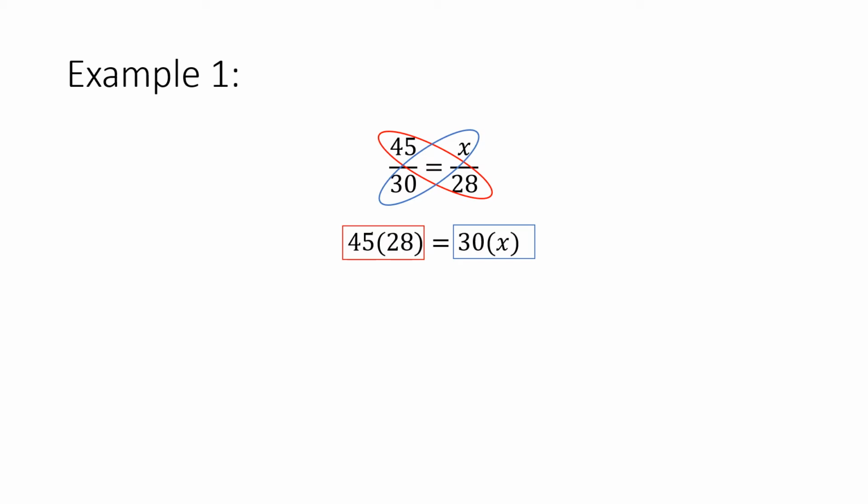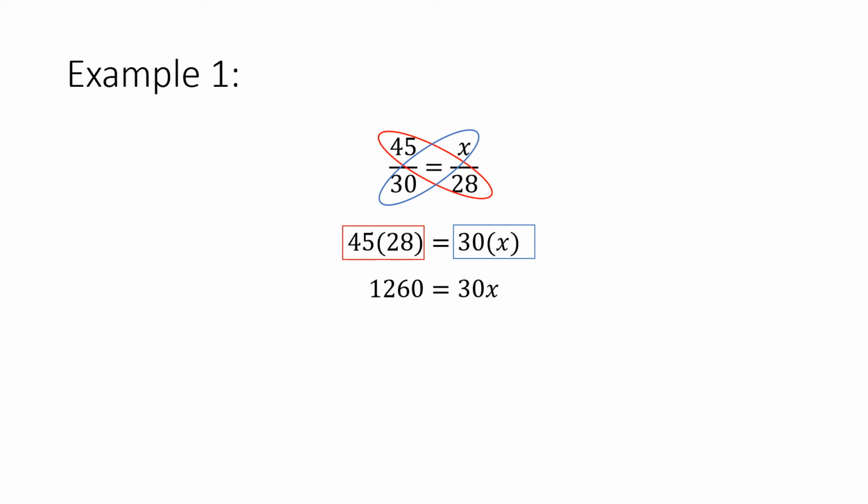It is important to put the equal sign in the middle of the boxes because we actually are solving an equation. So you need to make sure that you're doing that each time, even if you don't include the boxes as part of your process. And then the next, I'm going to do 30 times x. And I'm going to simplify each of the boxes. And so 45 times 28 is 1,260, and 30 times x is 30x.